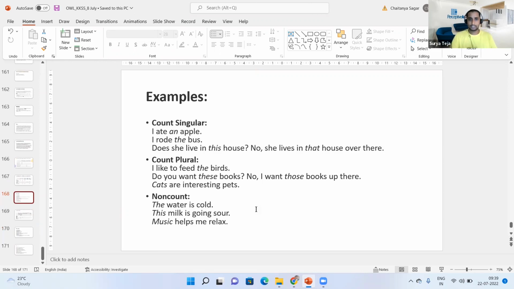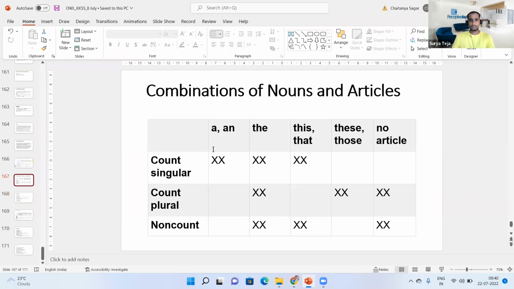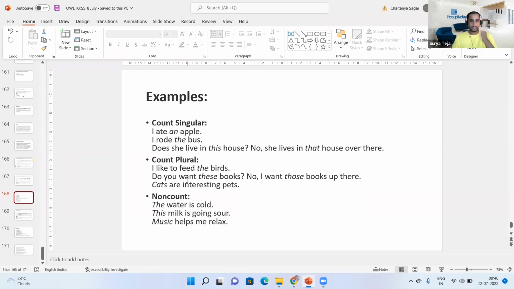So we'll see some examples here. First we'll start with the singular count nouns. If you see here, we said I ate an apple. Apple is a singular count noun. Apples can be countable. So we used an. I rode the bus. Bus can be countable. So the is used because you're talking specifically about the bus. Does she live in this house? No, she lives in that house. As we have seen in the previous rule, this or that can be used for count singular nouns. That is the reason why I used she lives in this house, she lives in that house.